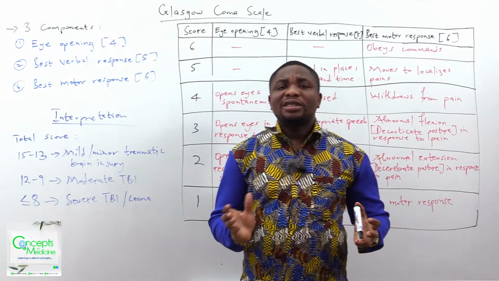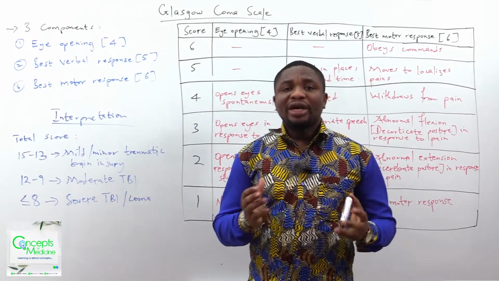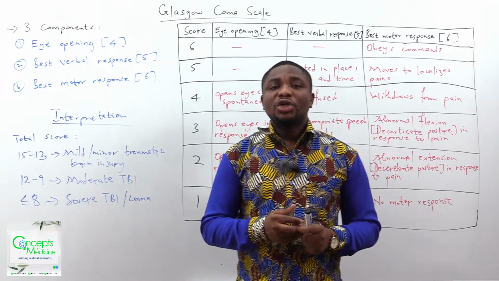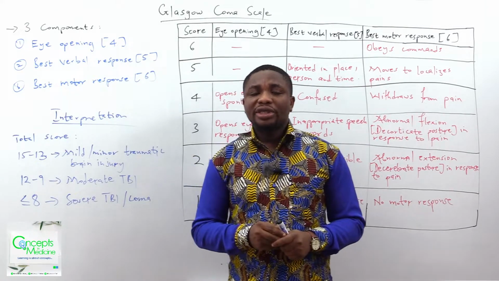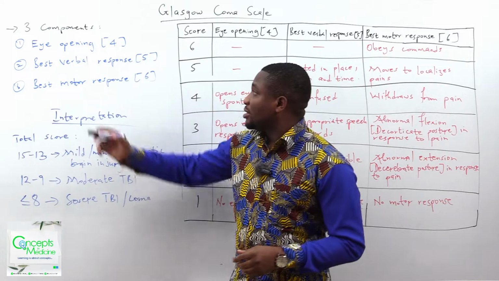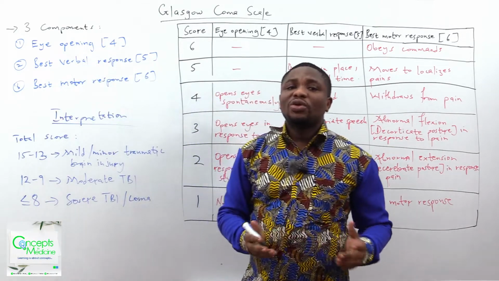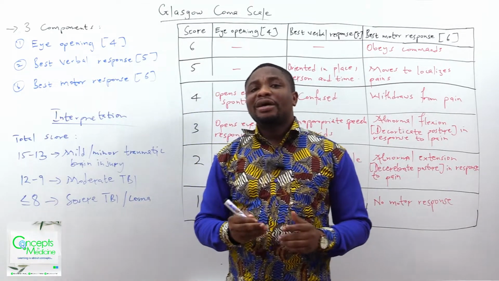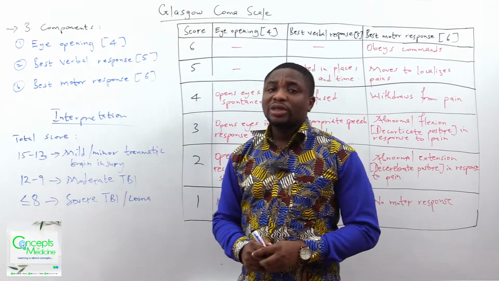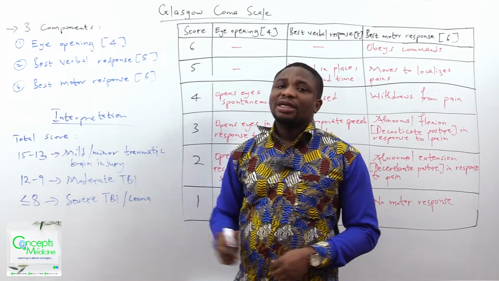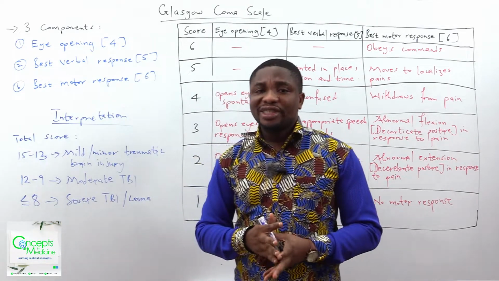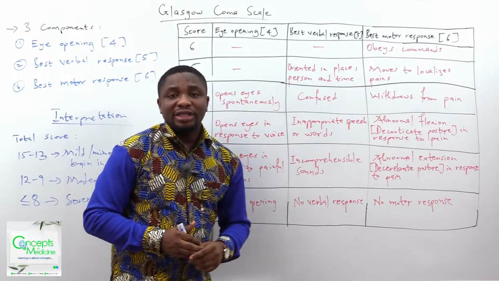The Glasgow Coma Scale grades the patient using three categories. That is the eye opening, which has a total score of 4, the best verbal response, which has a total score of 5, and the best motor response, which has a total score of 6. And for the Glasgow Coma Scale, the total score will give you 15. So let's move ahead and look at the first component.